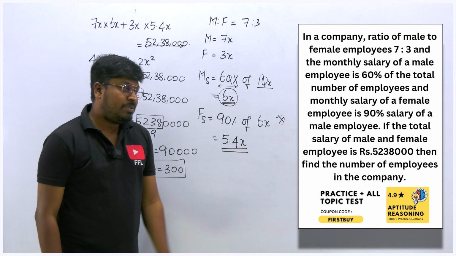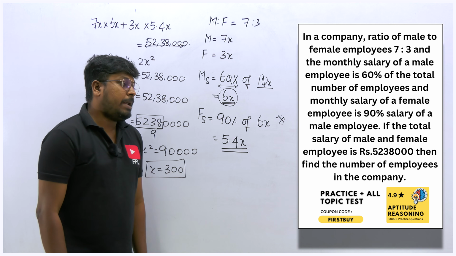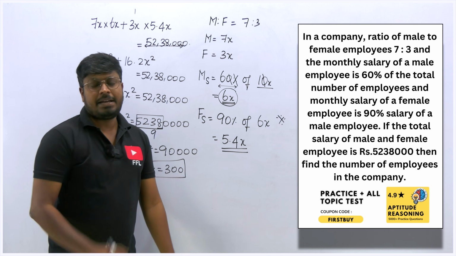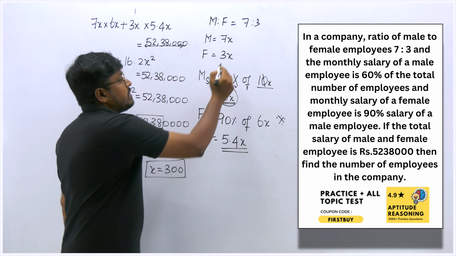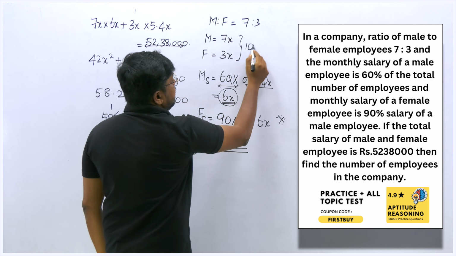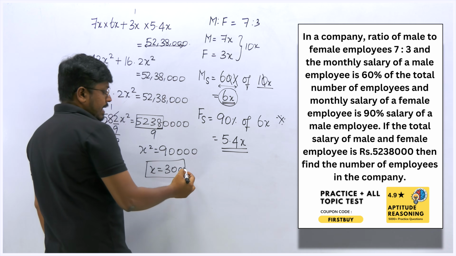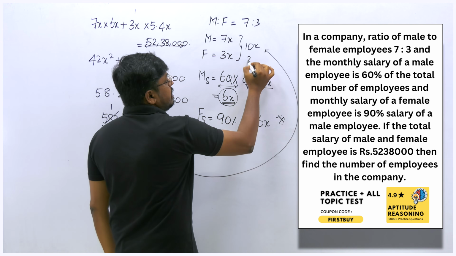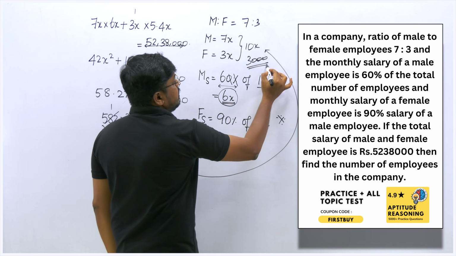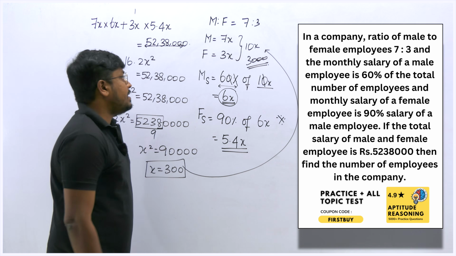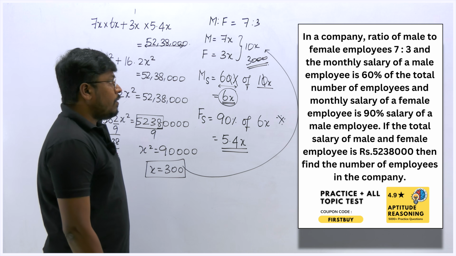So according to the question, what is our target? We need to find the number of employees in the company. That means we need to find the total employees. So 7x and 3x will be 10x, which will be the total number of employees, and x we found, which is 300. So the answer for this question is 3000. So 3000 will be the total number of employees in the company.